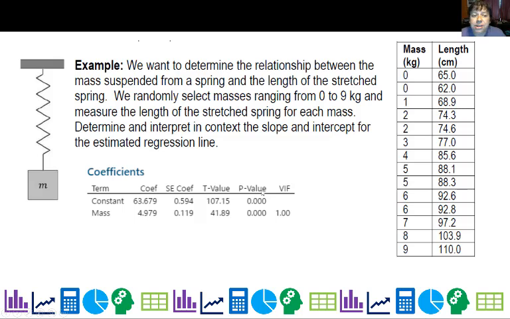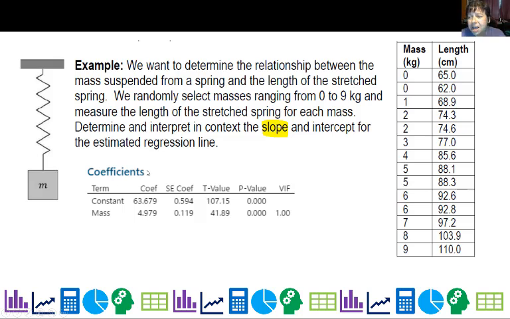So let's go ahead and take a look at an example, and we want to determine the relationship between the mass suspended from a spring and the length of the stretch spring. We randomly selected masses ranging from 0 to 9 kilograms and measured the length of the stretch spring for each mass. Determine and interpret in context the slope and intercept for the estimated regression line. So here we're looking for the slope, and here I gave you an output, so a computer output. You're supposed to be able to read these as well.